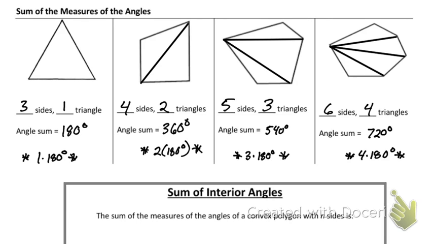Does anyone want to try to do the pattern for something that has 7 sides? If I had 7 sides, what would I do to get that measure? Yeah. It'd be 5 times 180. Could someone tell me the measure if it was 10 sides? What would 10 sides be? Yeah. 8 times 180. What if I had 100 sides? Yeah. 98 times 180.